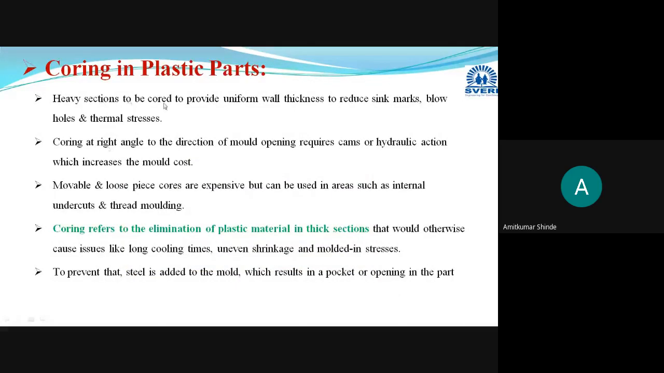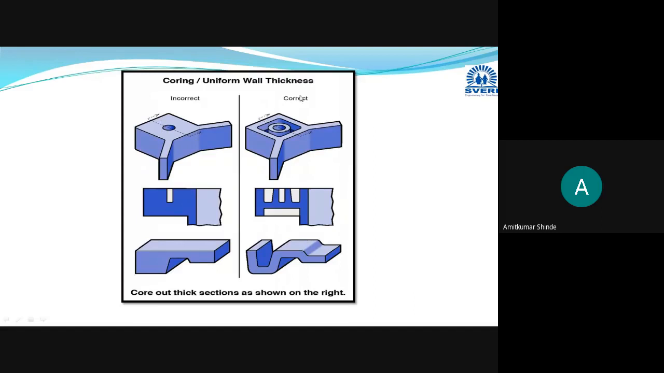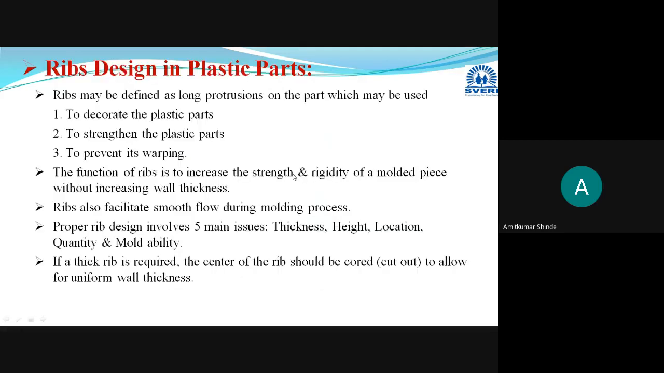Why coring? These heavy sections are cored to give uniform wall thickness. In these heavy sections, sink marks, voids, and stresses will be there. To eliminate that and to give uniform wall thickness, steel material is introduced to remove the extra plastic material, and uniform wall thickness is achieved. This is termed coring.